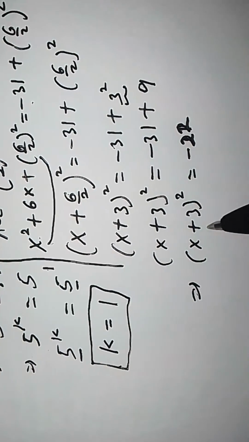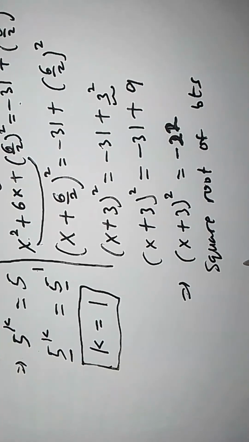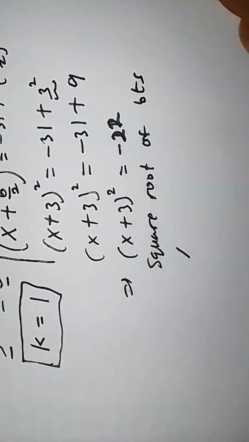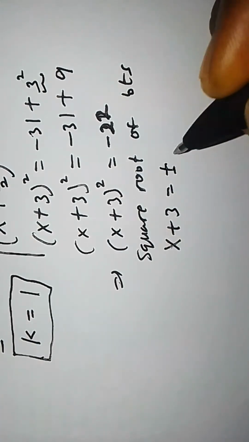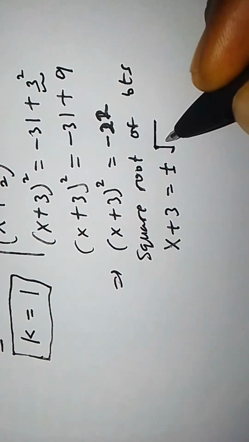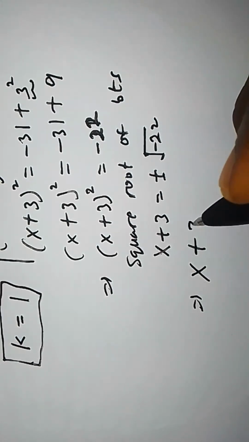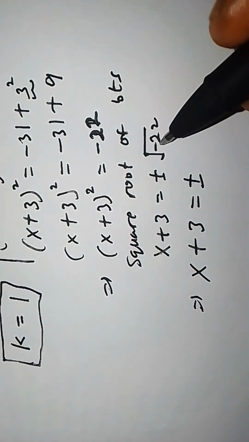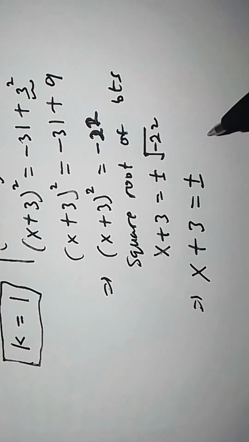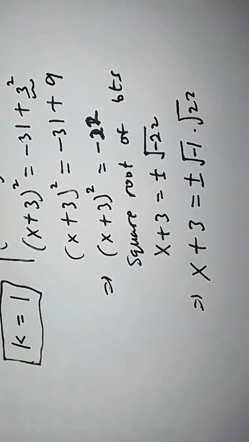Now let us take the square root of both sides. So that will be x + 3 = ±√(-22). This means that x + 3 is equal to plus or minus. I can rewrite the square root of -22 as the square root of -1 times the square root of 22.